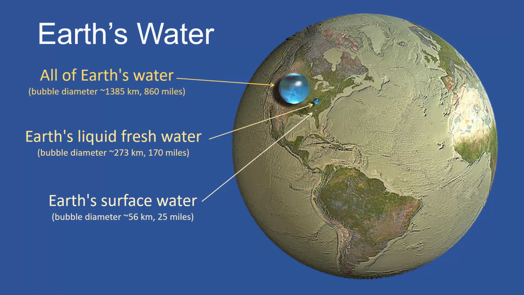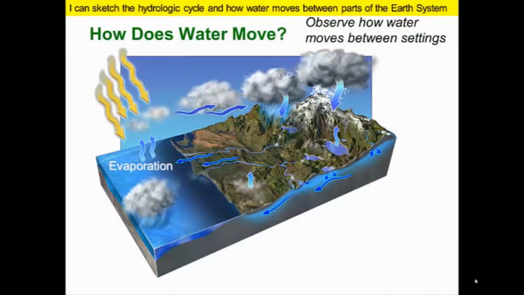Now, let's take a look at how all that water moves around in the water cycle. The water cycle is a dynamic system that allows water to move between these different locations on Earth. Water vapor evaporates from the oceans and rises through the atmosphere where it cools and eventually condenses to form clouds. Air currents carry these clouds over the land surface, and as they rise and cool, this will result in precipitation.